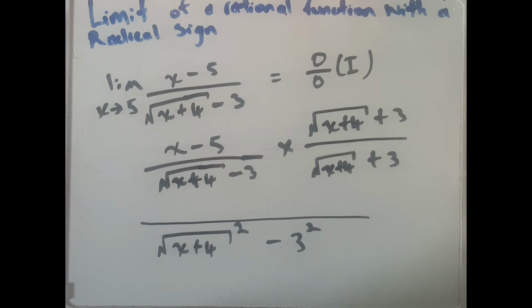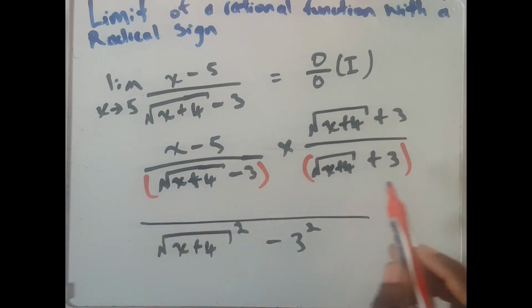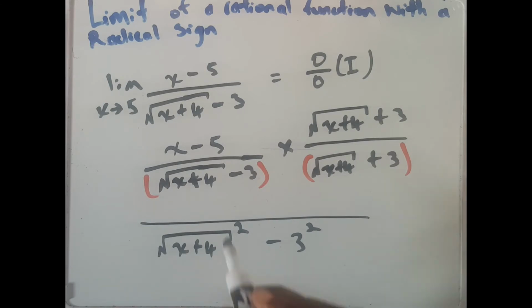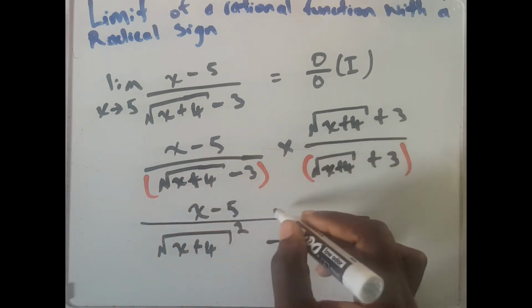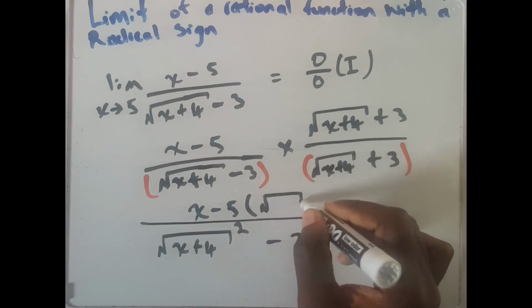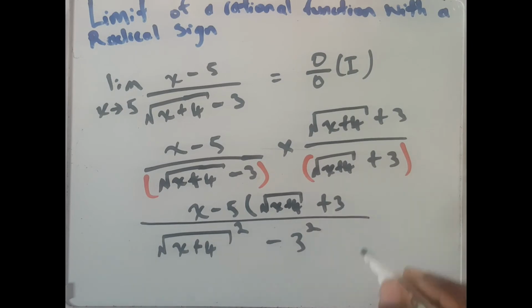If I multiply these two, because I want to show what I did, if I multiply these two out, I will get this. I don't have much space to show everything, but I hope that you understand. If you don't, please leave a comment. Now this would be x minus 5 times root x plus 4 plus 3. And I'm all out of space.